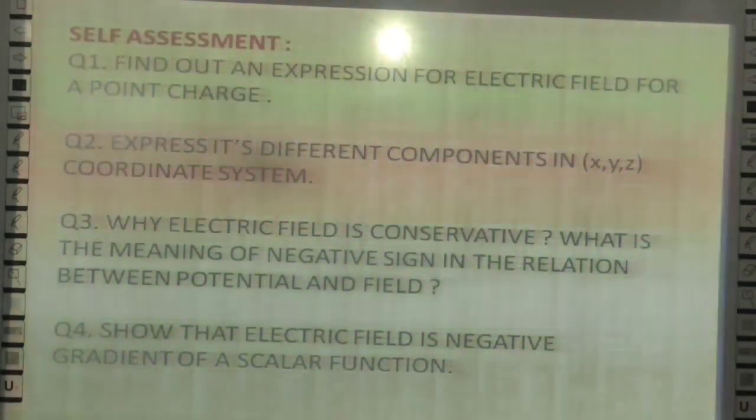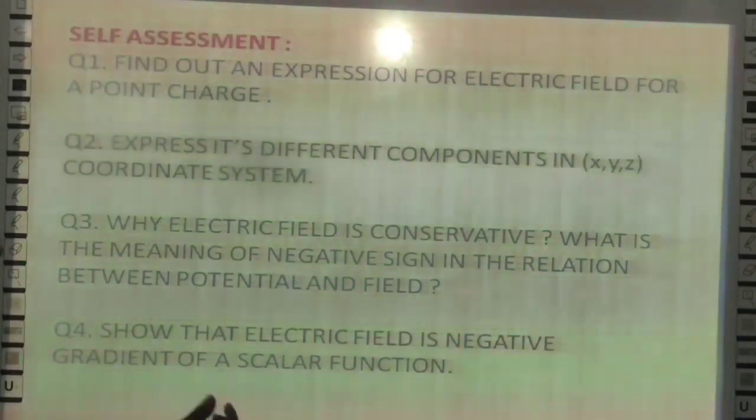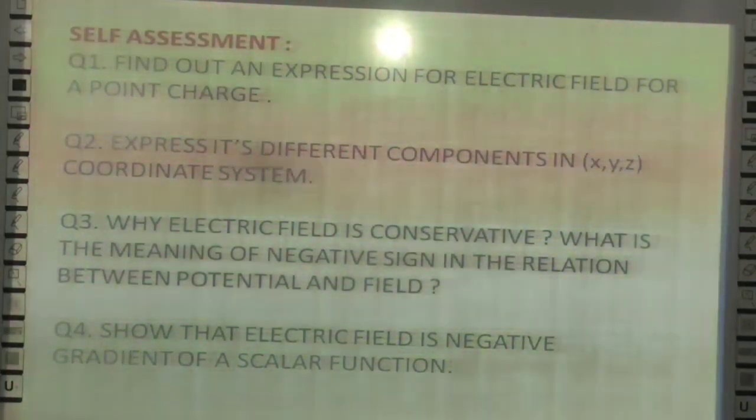To conclude, we put some assessment. For the electric field of a point charge, you can consider the charge at the origin or at some other point. Also some components in terms of x, y, z. That means r is equal to i cap x plus j cap y plus k cap z, and the vector E can be written as i cap Ex plus j cap Ey plus k cap Ez. And then question number 3: why is electric field conservative?